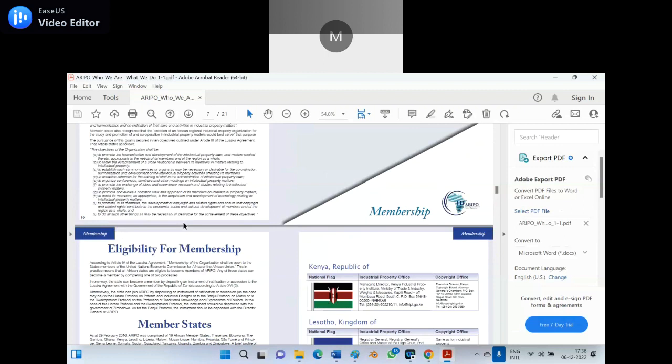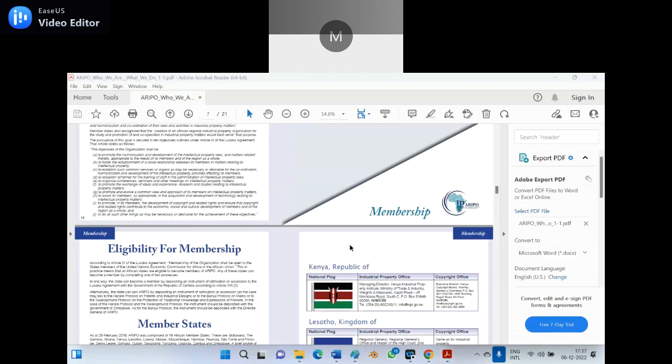Number 1, A, to promote the harmonization and development of the intellectual property laws and matters related thereto, appropriate to the needs of its members and the region as a whole. The second objective is to foster the establishment of a close relationship between its members in matters relating to intellectual property. Yes, the cooperation should be there, and that is a must.